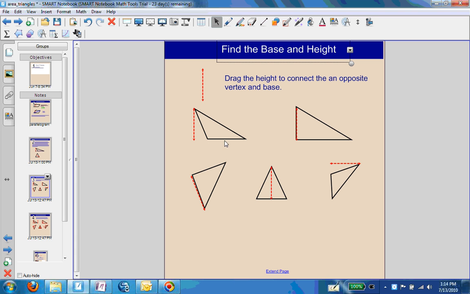So for each vertex, you're going to have a height that connects to the other side. The only example where we don't have that is a right triangle, because the base and height are going to be the same thing regardless of whether you're looking at this top vertex or this bottom right vertex. In either case, the base and height are the same. So you only have 2 heights when you have a right triangle. For the rest of your triangles that are not right triangles, you'll have 3 heights.